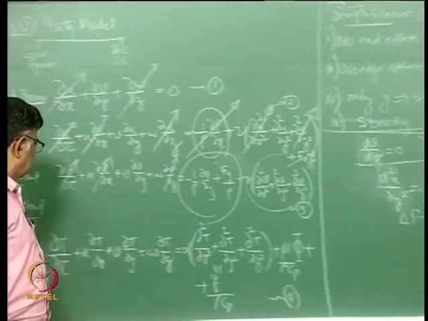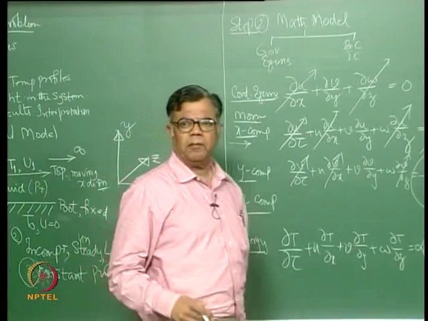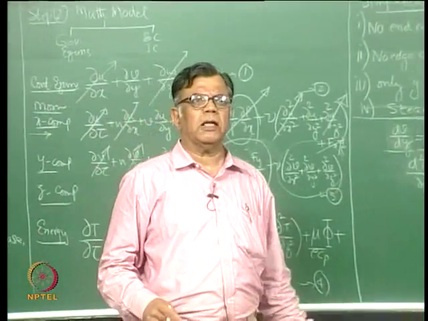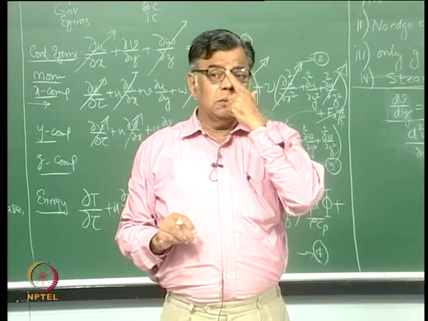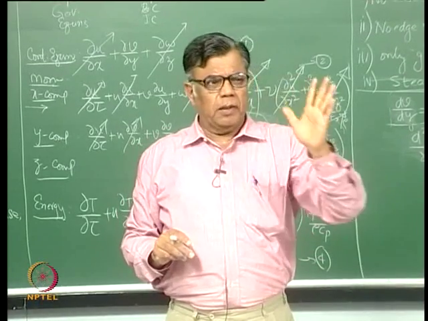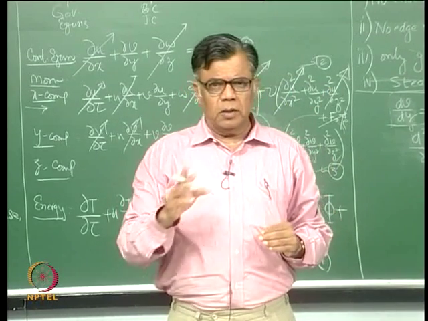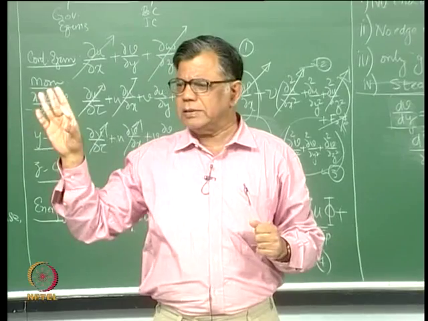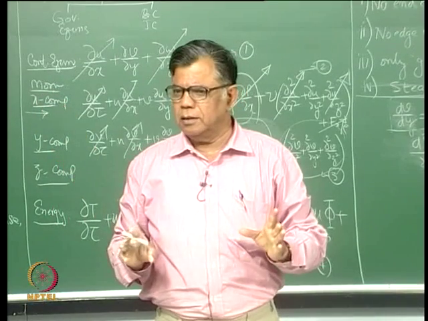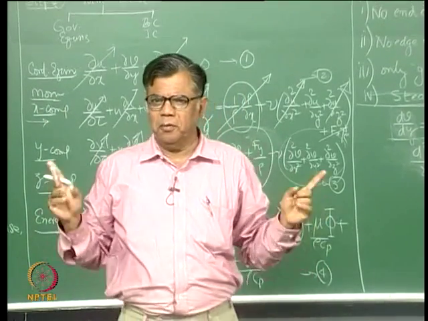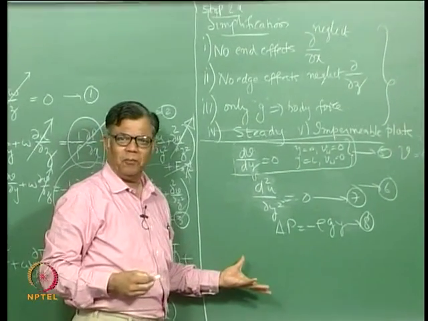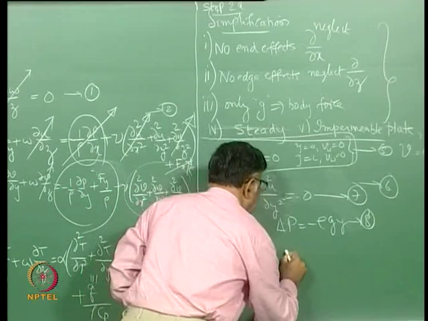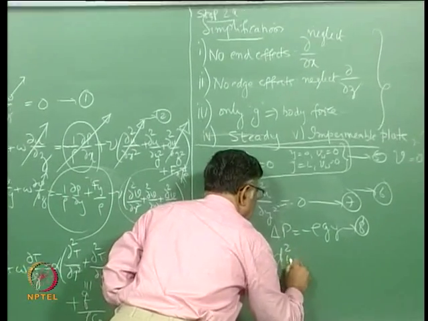Now, look at the z component very quickly. Give me the z component equation. Z component, del w by del t is 0, all the del by del x's, all the del by del z's. So, what is it? What is the equation? You still have an equation. What is that? Dou square.